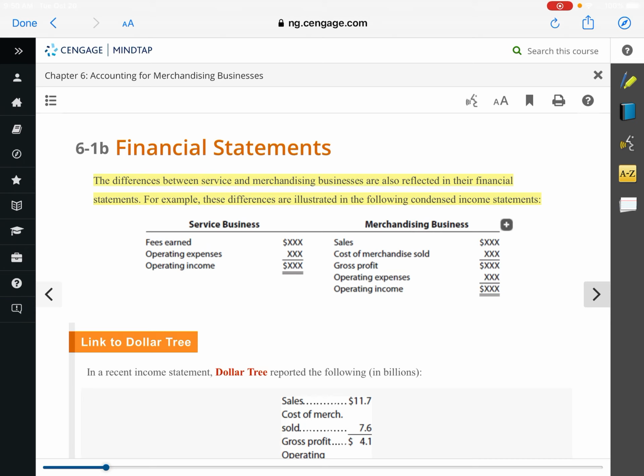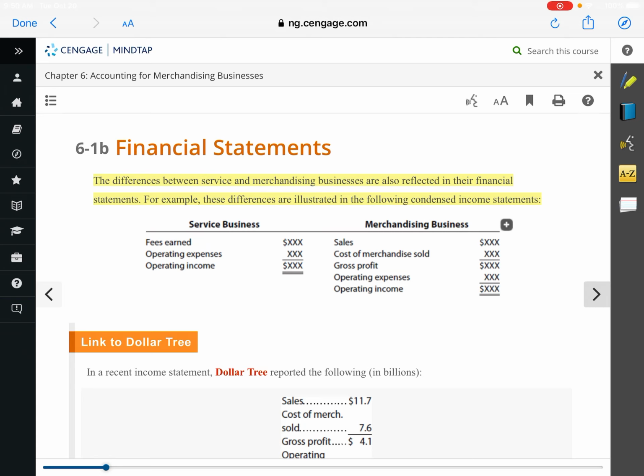All right, so we looked at those financial statement differences. Here they are in comparison form. The differences between a service business and a merchandising business are easily seen in their financial statements. What we've looked at in chapters 1, 2, 3 and 4 is this right here. We were trying to find out net income. The way that we did that, we took total revenues, which we journalized as fees earned, took total expenses, and then we subtracted the two. What we were left with was either net income or net loss.